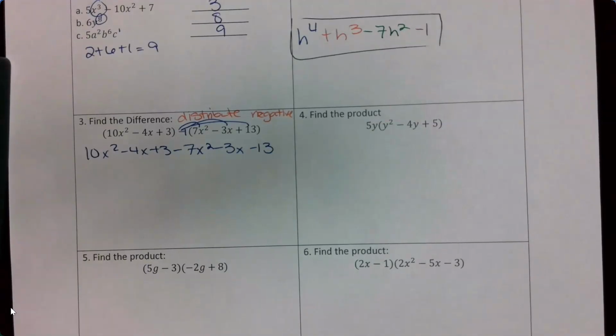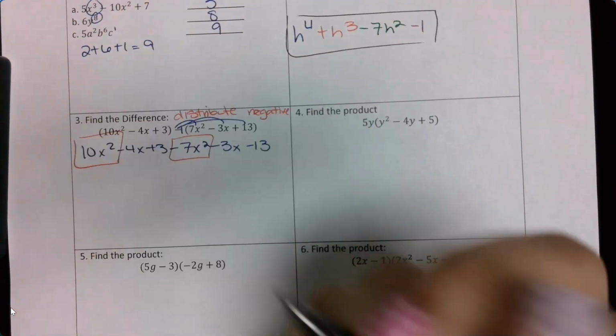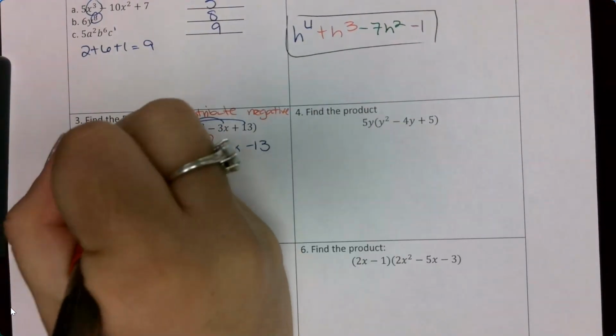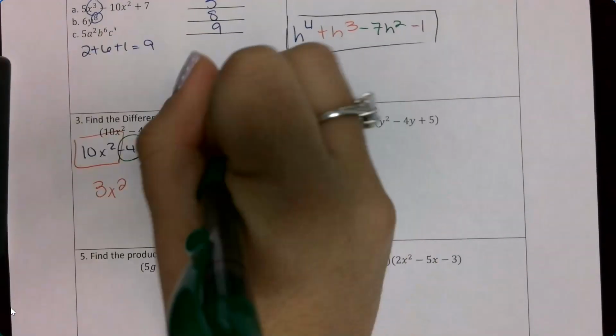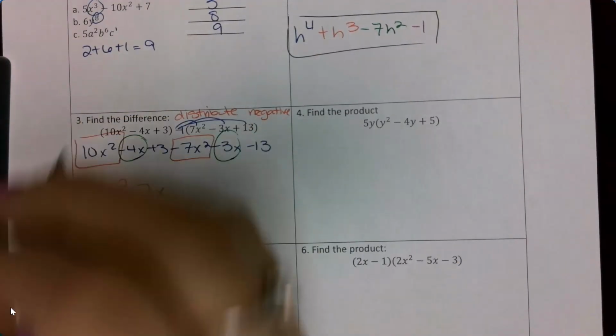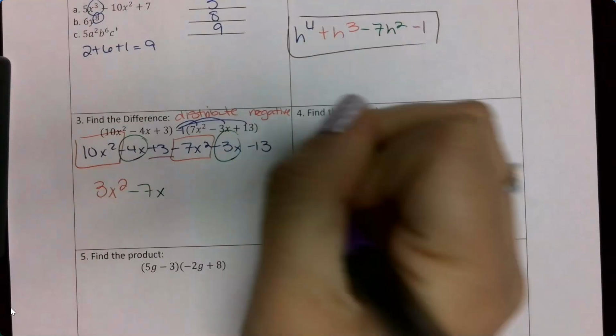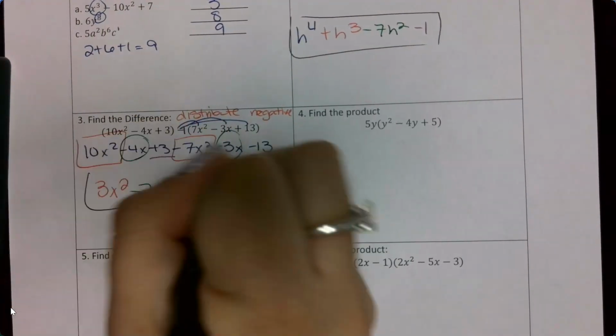Now I can go ahead and start combining my terms. So I have 10x squared minus 7x squared is going to be 3x squared. Then I have negative 4x minus 3x is negative 7x. And then my last terms, I have 3 and negative 13 gives me negative 10.